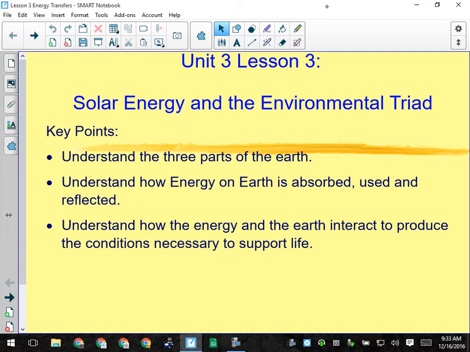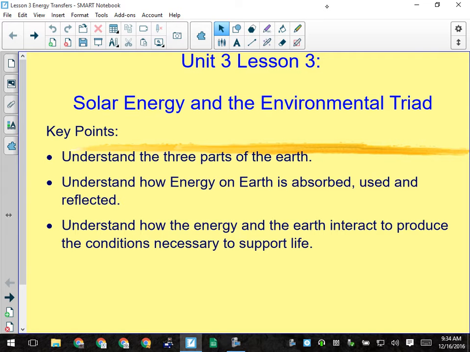We're going to look at the ways that energy moves within the 3 parts of the Earth, how effective that is, right? And we're going to look especially at the 3 fates of light that encounters the Earth. The 3 fates of light when it encounters the Earth is it's either going to be absorbed, it's going to be reflected, or it's going to be used.